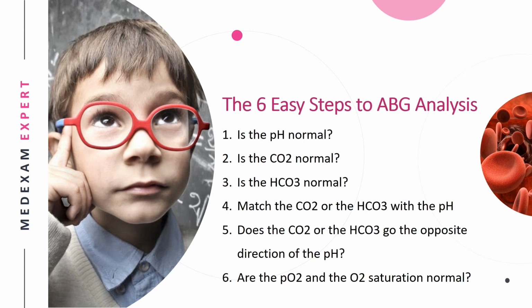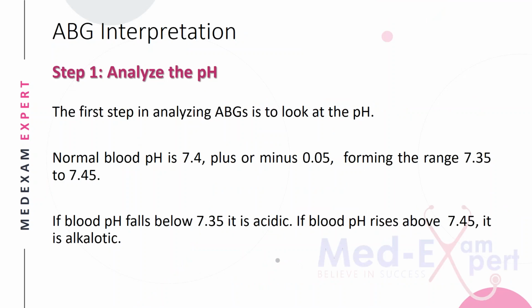First, I'm going to check the pH, and of course I know that the normal range is from 7.35 to 7.45. If it's below 7.35, like we mentioned at the start of our lecture, it will be acidotic. If it increases above the level of 7.45, it is alkalotic. And I'm going to note down whether there is acidosis or alkalosis. This is my first step.